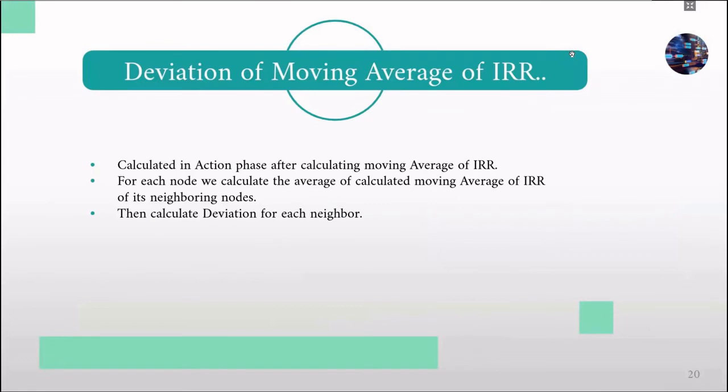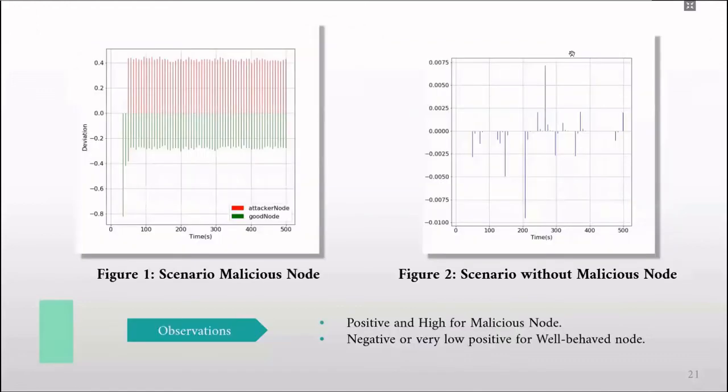Another interesting feature is deviation of moving average of IRR, which is calculated in action phase. After calculating moving average of IRR for each node, we find the average of the calculated moving average of the IRR of its neighboring nodes. Then calculate deviation for each neighbor.